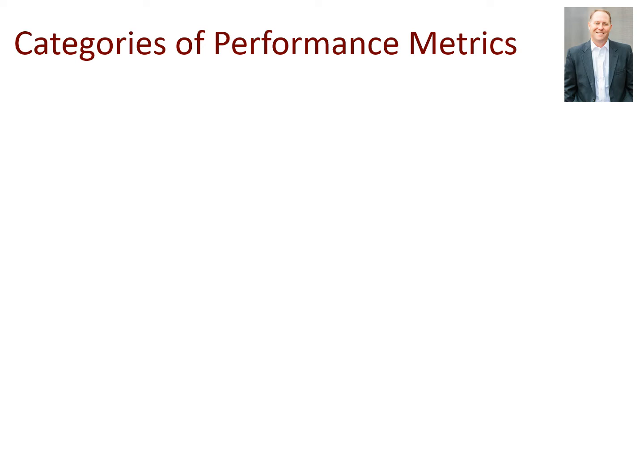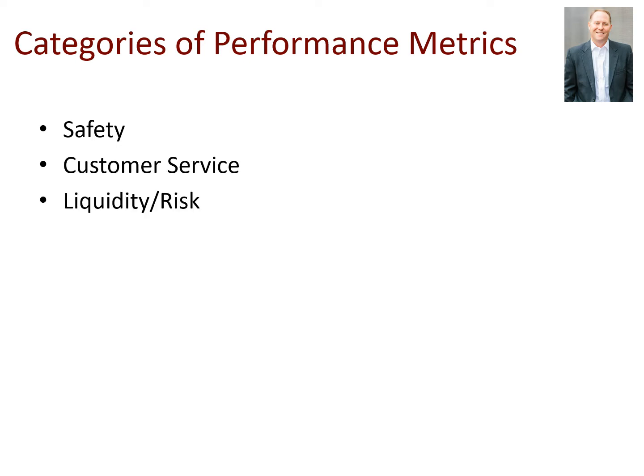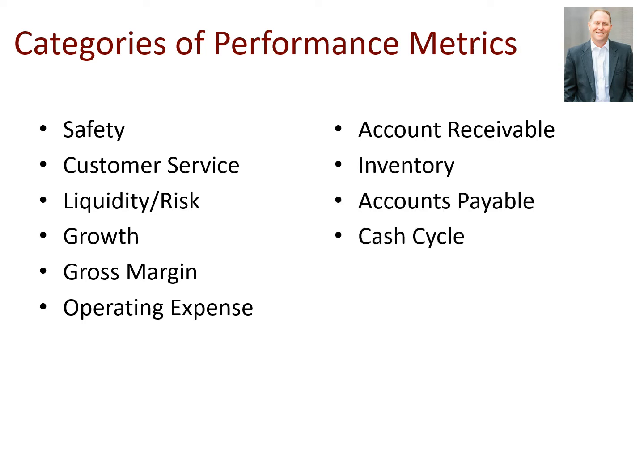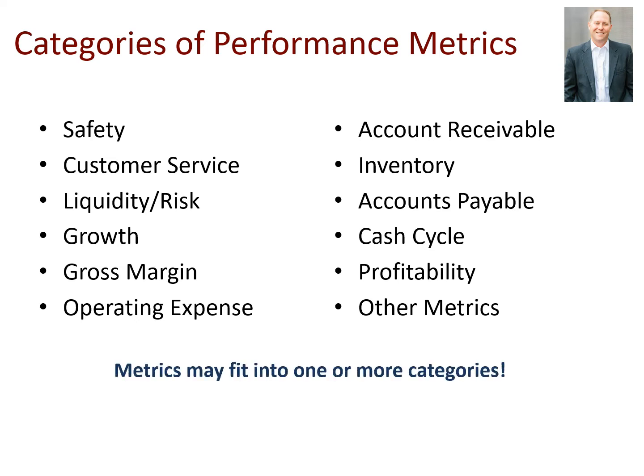Performance metrics may fit into one or more of the following categories: safety metrics, customer service metrics, liquidity and risk metrics, growth metrics, gross margin metrics, operating expense metrics, accounts receivable metrics, inventory metrics, accounts payable metrics, cash cycle metrics, profitability metrics, and other categories of metrics. As stated, metrics may fit into one or more categories. For example, fill rate would be considered in an inventory category, but would also be considered a customer service category.